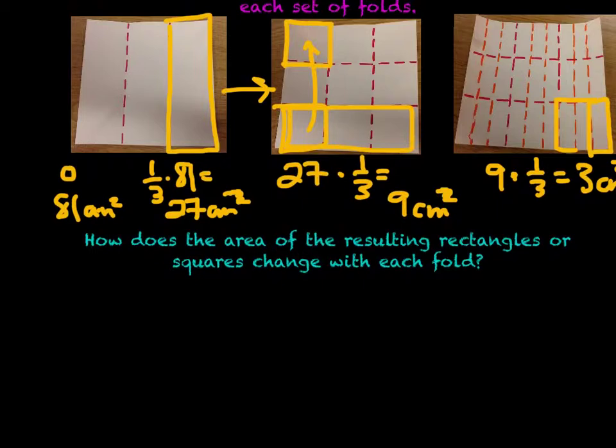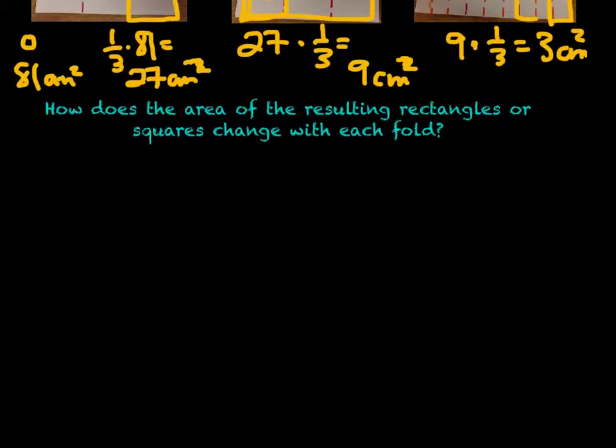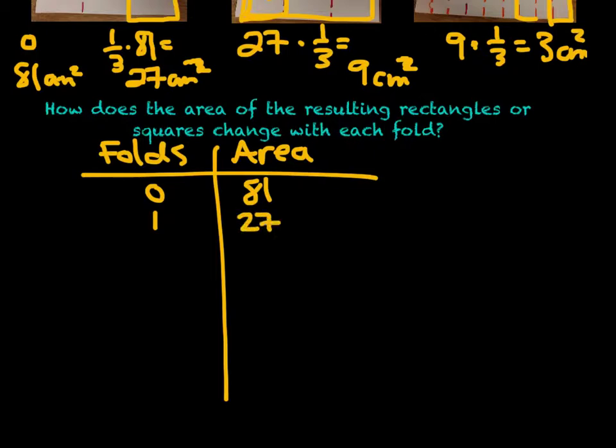So how does the area of the resulting rectangles or squares change with each fold? Let's do a little bit of this math. Let's make a table. So we start out with our folds, and we have our area. To start out with, we have 0 folds, and we had 81 centimeters squared. After 1 fold, we had 27. After 2 sets of folds, we had 9. After 3 sets of folds, we have 3.